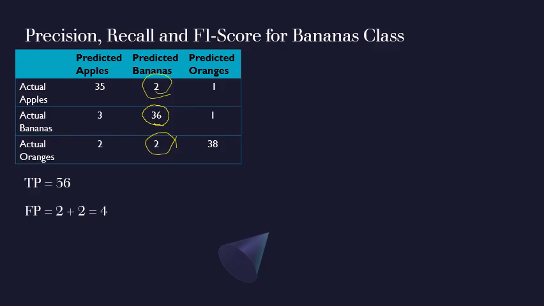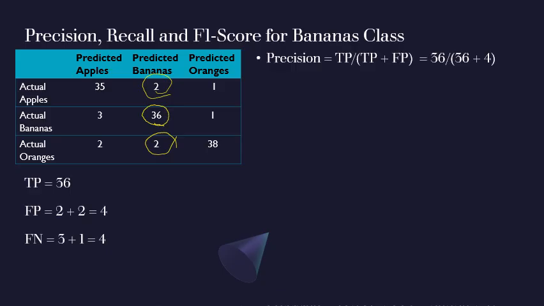And then for our false negatives, we have 3 bananas incorrectly predicted as apples. So we have here 3. And then we also have 1 banana incorrectly predicted as orange. So 3 plus 1, we have a total of 4 false negatives.